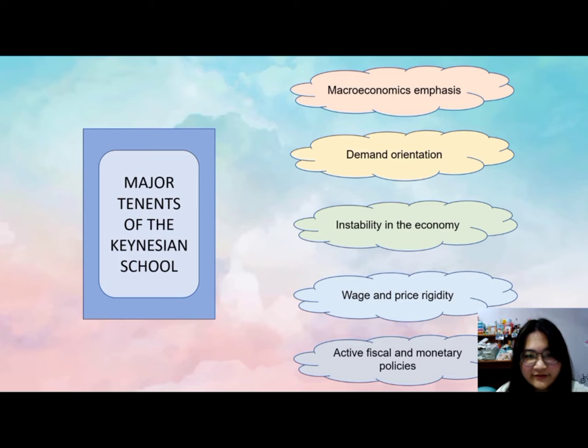Lastly, active fiscal and monetary policies. The government should intervene through appropriate monetary policy and fiscal policy to fight recession and depression. Government should increase spending or reduce taxes. It should also increase the money supply to drive down interest rates in the hope that it will increase investment.